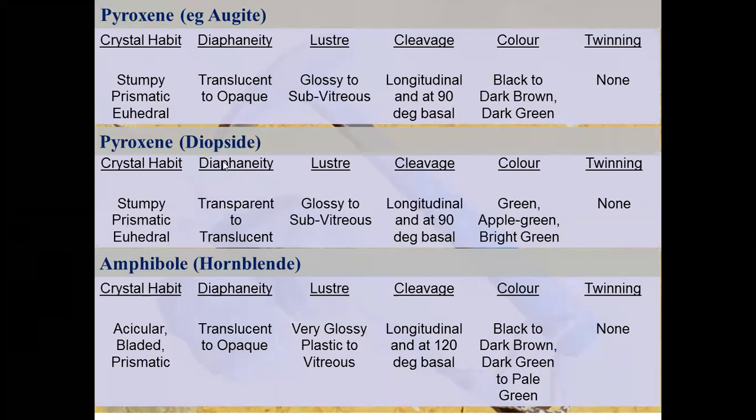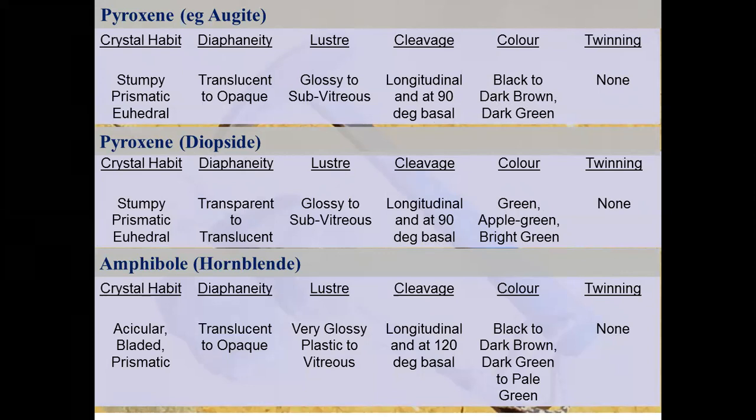We also looked at the other pyroxene, diopside, and this is another relatively common pyroxene, but it's quite different because it's green. And so that was the giveaway for that pyroxene. But again, it would have had this longitudinal cleavage, and again the stumpy prismatic crystals.